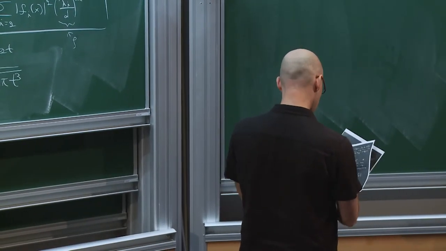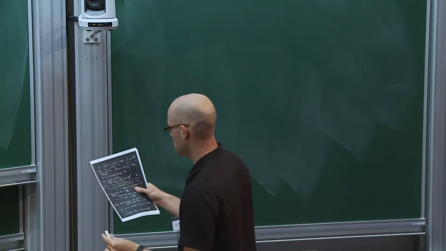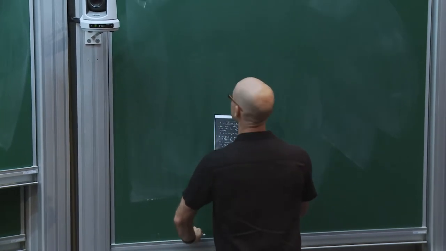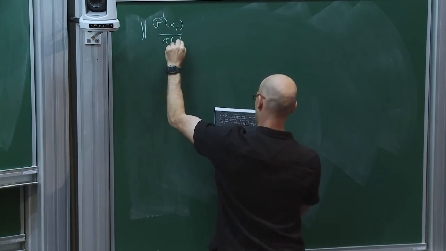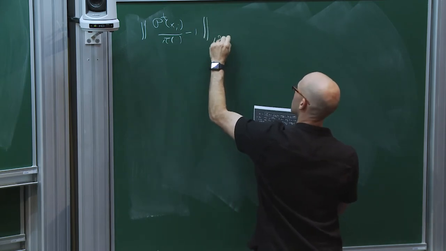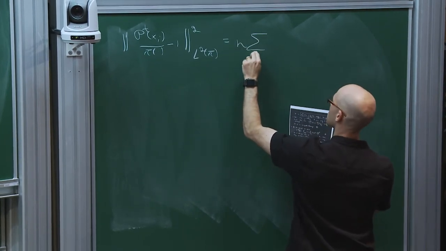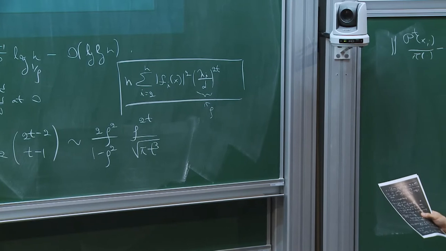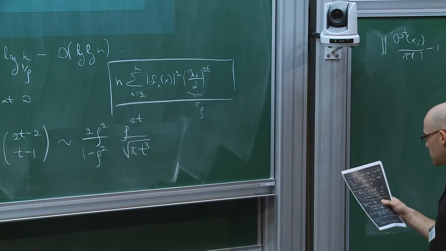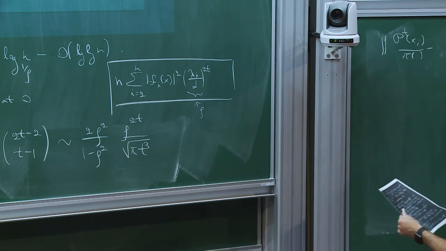So one last thing. Here's one last thing. This formula, the fact that this equals n times... I forgot the n. Maybe we'll give it as an exercise. I'll give it as an exercise.